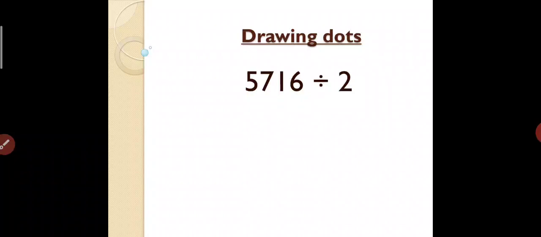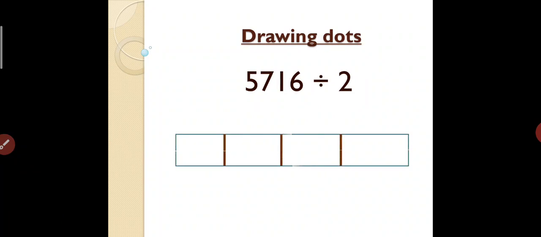First question is 5716 divided by 2. So here the dividend is 5716 and the divisor is 2. Here we are going to understand the method of division by drawing dots. In this dividend we have 4 digits. In ones place we have 6, tens place 1, hundreds place 7 and thousands place we have the digit 5.